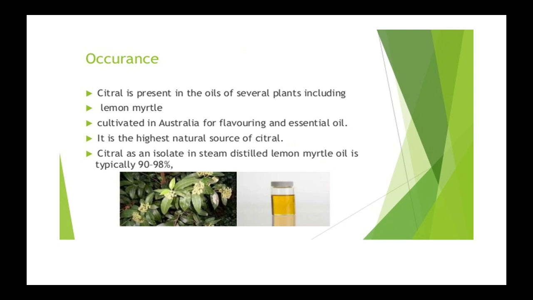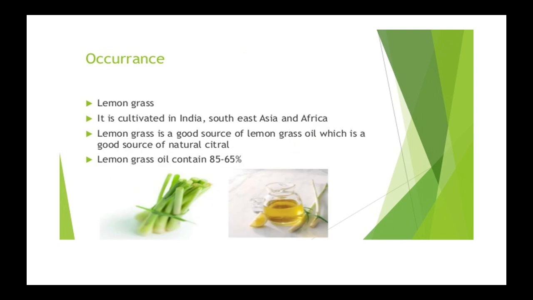So where does it occur? Citral is mainly present in the oils of several plants including lemon myrtle, which is easily cultivated in Australia for flavoring and essential oil. It is the highest natural source of citral. Citral as an isolate in steam distilled lemon myrtle oil is typically 90 to 98 percent.